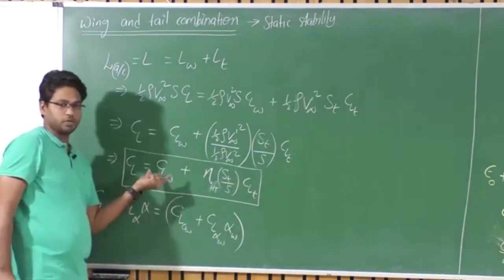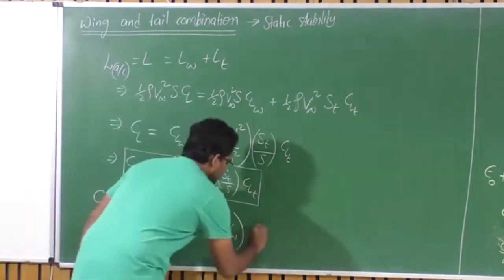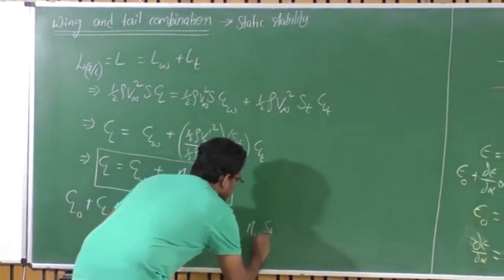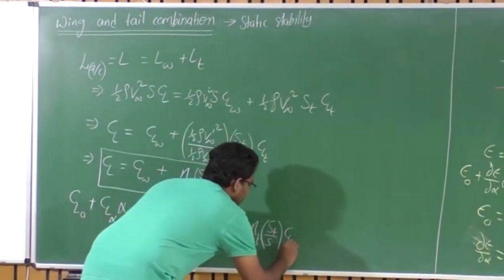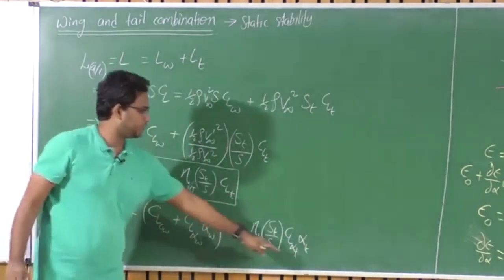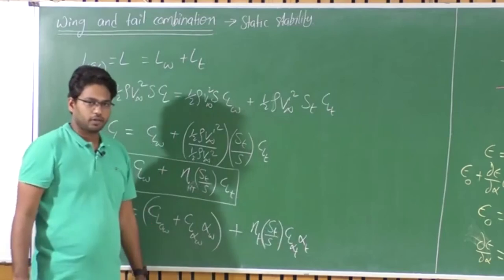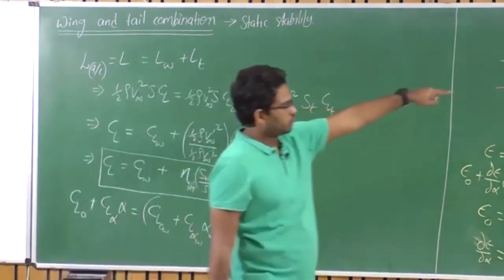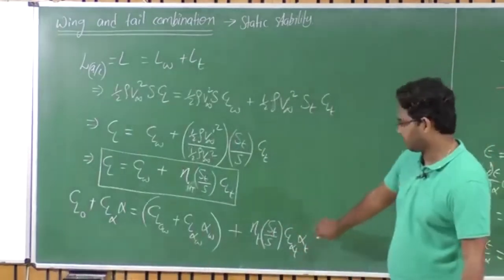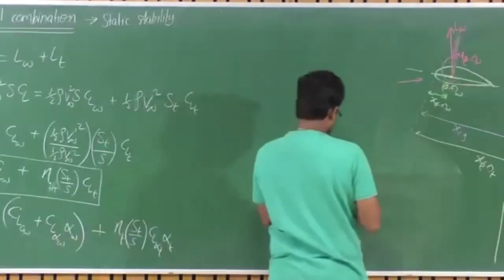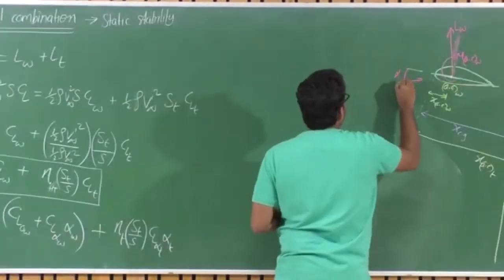From the linear approximation, plus eta of tail times S_t upon S times CL alpha of tail times alpha at tail, right? This CL at tail is varied because of alpha at tail, isn't it? And we know that since it's a symmetric airfoil, symmetric tail, we have CL naught of the tail as zero, okay? So this is alpha and V infinity.